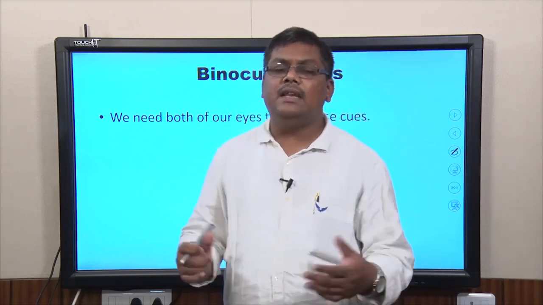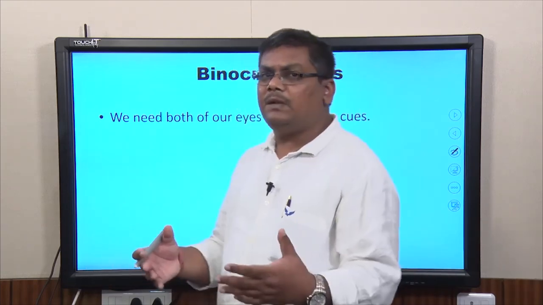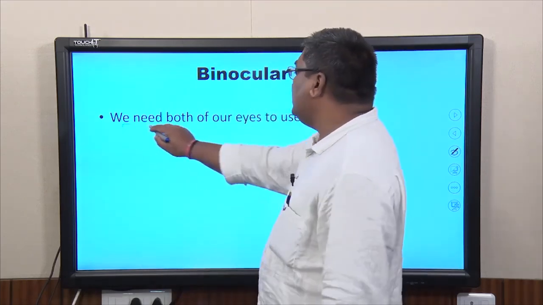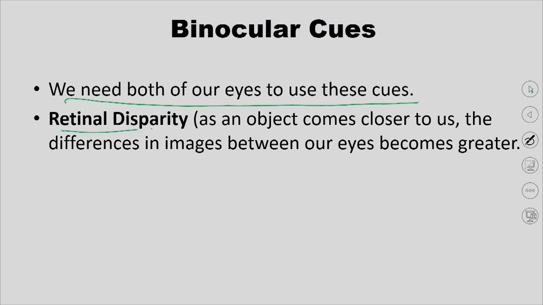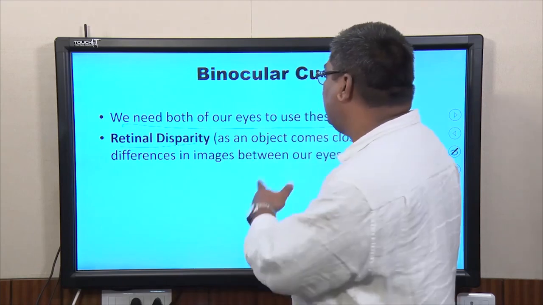This is basically because the two eyes create a depth effect for objects which are nearby to you, and that is called the binocular cue. So we need both of our eyes to see these binocular cues, or motions of objects in front of you. Retinal disparity. The experiment that I showed you is called retinal disparity. If an object is far away, it will appear similar whether you close the left eye or the right eye. But if an object is right in front of you and you close one of the eyes, the object keeps on moving, and that is called retinal disparity.